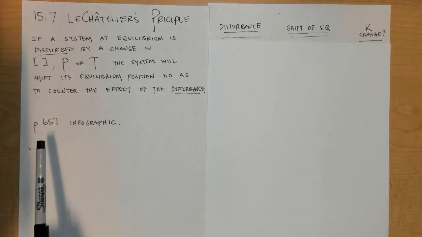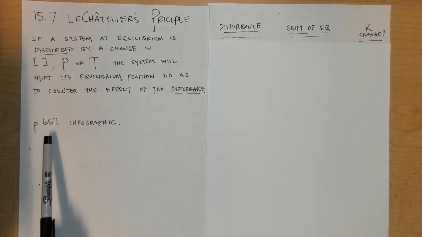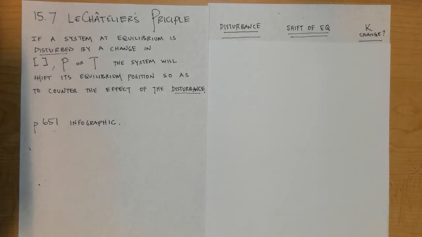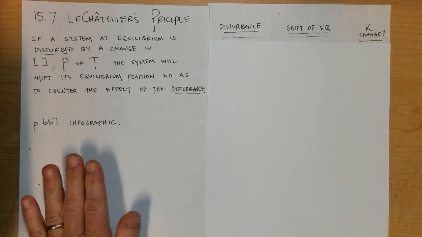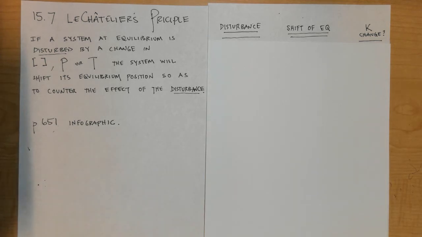If you want to look at the 13th edition of the chemistry textbook on page 651, there's an infographic showing how a concentration change will cause the system to shift, so there's more concentration on the other side. But you can look at page 651 if you have one. If you do not, you can just follow along with my table of disturbances, shift in equilibrium, and whether it will change the equilibrium constant. All right, here we go.